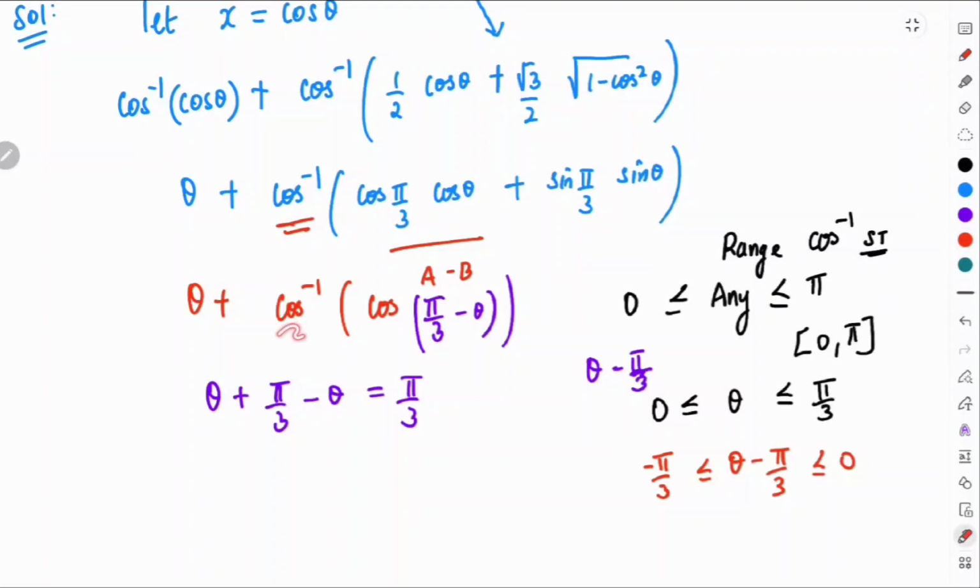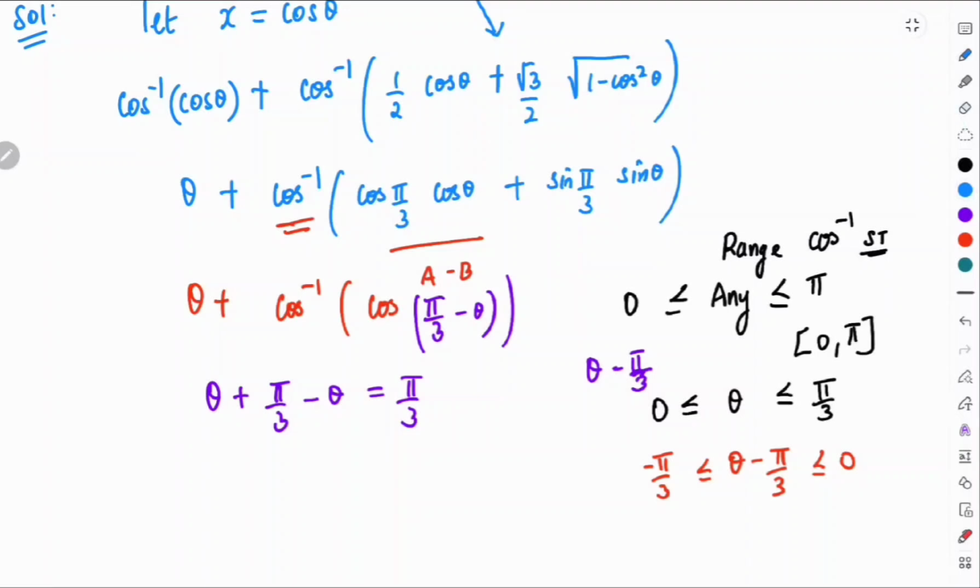Now see, look here, cos inverse of something you give, your output should be 0 to pi, as we have discussed just now. Now you see it's from minus pi by 3 to 0. So is this going to work? No. Now let's work in the other way.